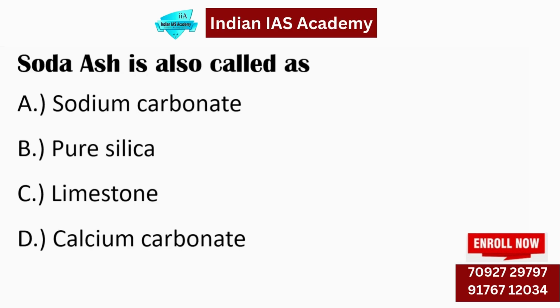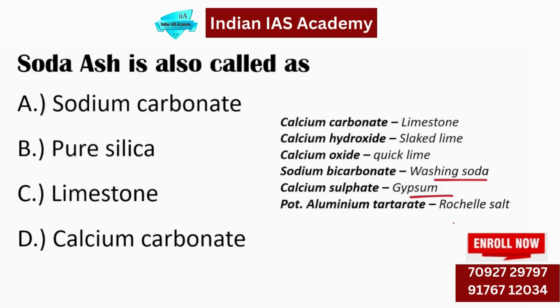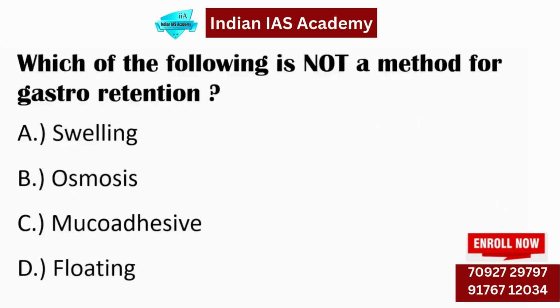Some other important names: calcium carbonate is called limestone. Calcium hydroxide is called slaked lime. Calcium oxide is called quicklime. Sodium bicarbonate is called washing soda. Calcium sulfate is called gypsum. Potassium aluminum tartrate is called roast salt. These are some of the important ones.